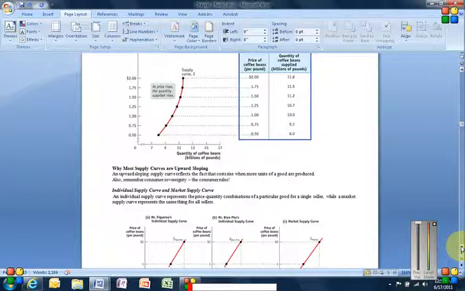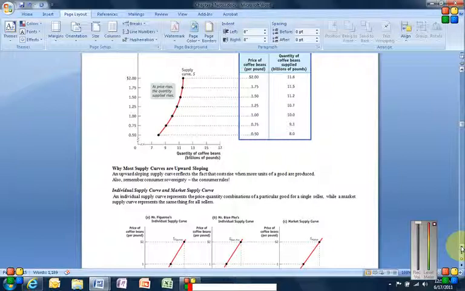But why are most supply curves upward sloping? An upward sloping supply curve reflects the fact that costs rise when more units of a good are produced. And you know this if you've taken business economics. You've had a taste of what it's like to run a business, to sell or supply products and services. And you also remember that even though you can get away in the short term with trying to decide what a price is that you feel you want to sell a product or service for, in the long term, these prices are not determined by the sellers. They're determined by the consumers.